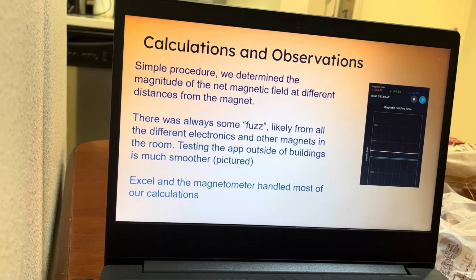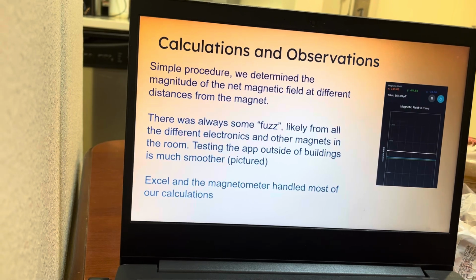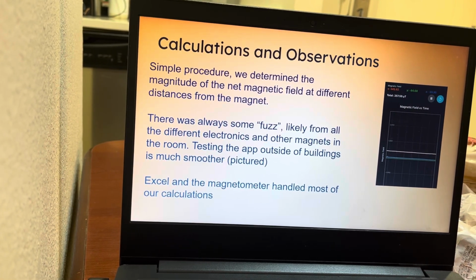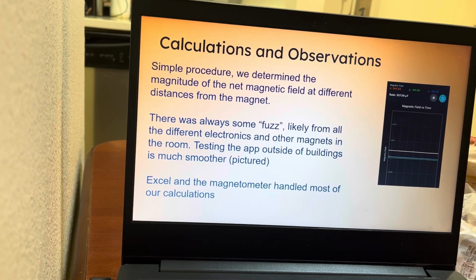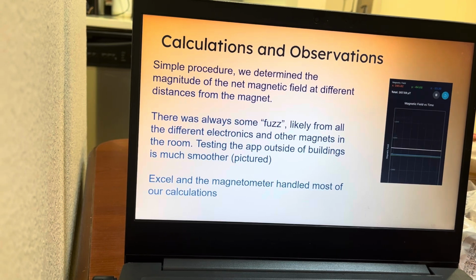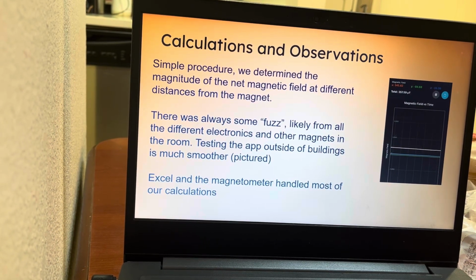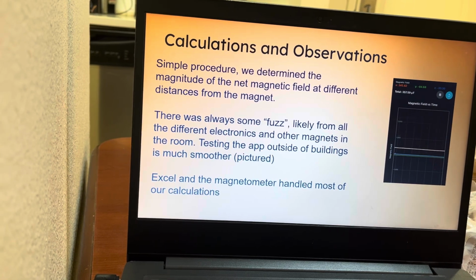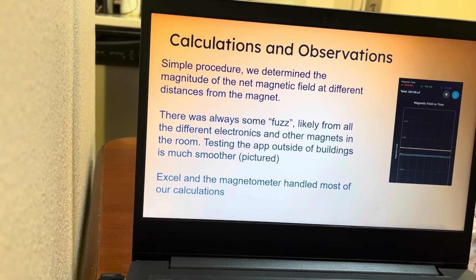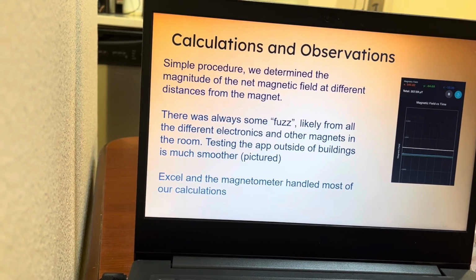And for the calculations and observations, it was relatively simple. We took the magnitude of the net magnetic field at different distances from the magnet. While we were testing it, there was always some kind of fuzz or variation in the magnetic field. However, when I took it again just outside of the laboratory setting, it was considerably more stable and calm. So that could have messed with the results a little bit. And then we plugged a lot of that into Excel just to have it crunch the numbers for us.